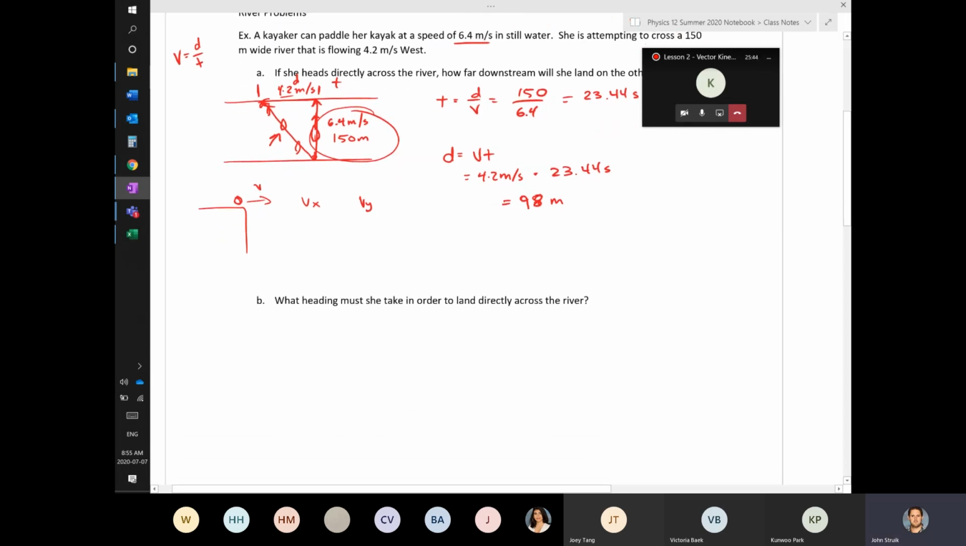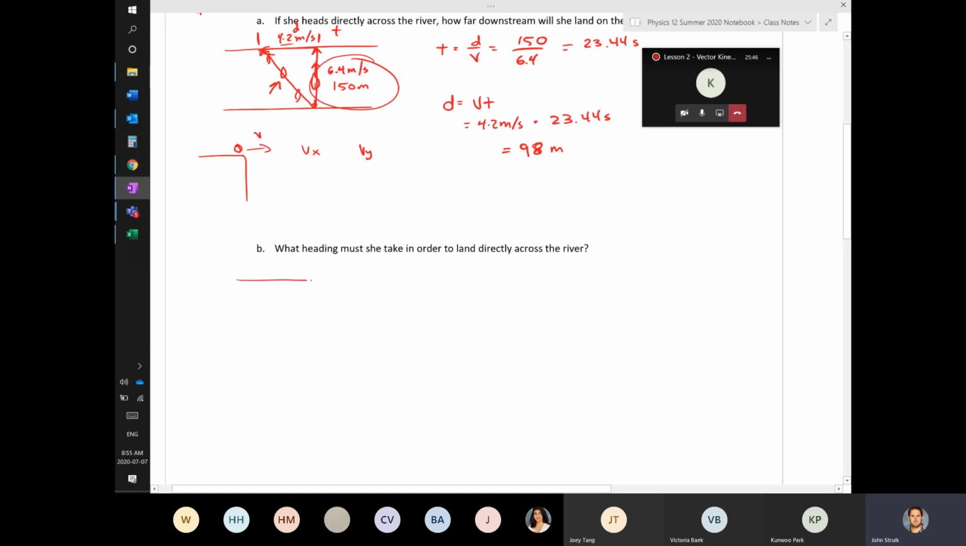Okay, so what heading must she take in order to land directly across the river? So now, here's our river. Any questions about A?